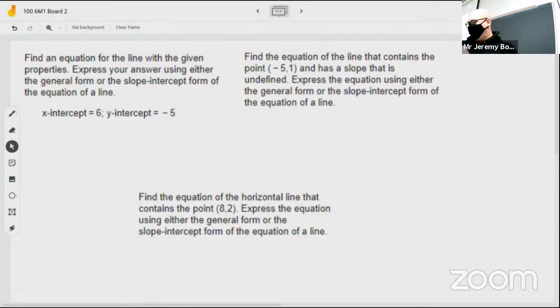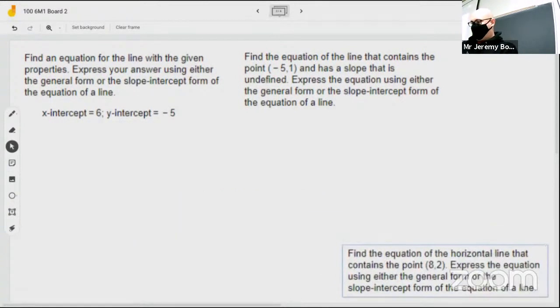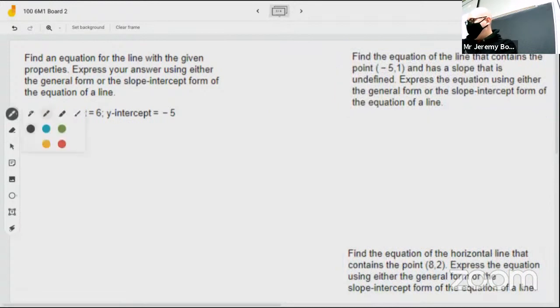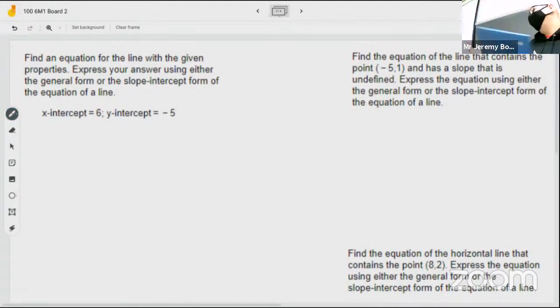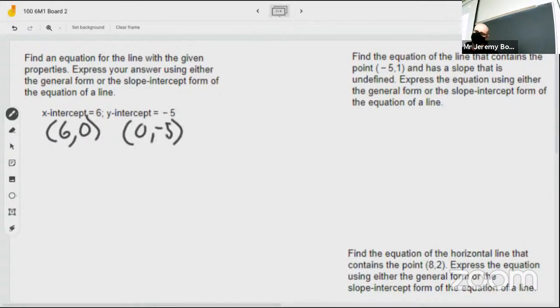All right, so the first one, I'll just move these over here. We are given the x-intercept and the y-intercept. And so if we were given the slope and the y-intercept, it'd be easy. We just plug it in, boom, slope-intercept form. But we're not given that. We're going to have to find the slope. So we need to understand that the x-intercept of 6 means that it's the point 6, 0. The y-intercept is 0, negative 5. And so once we know that, we can find our slope.